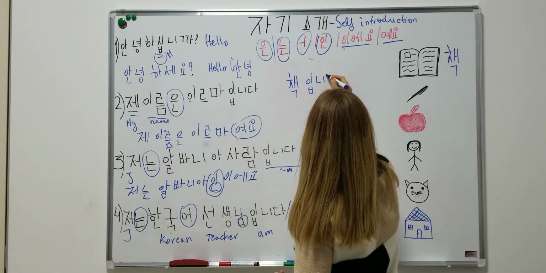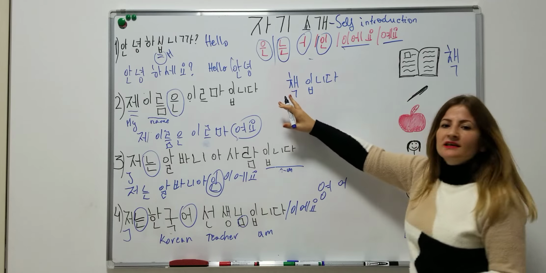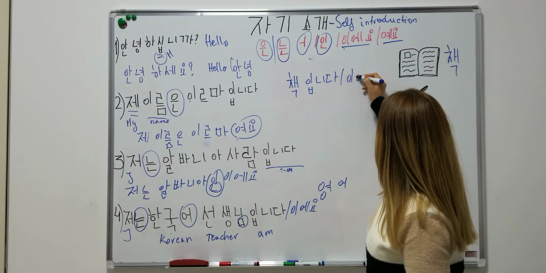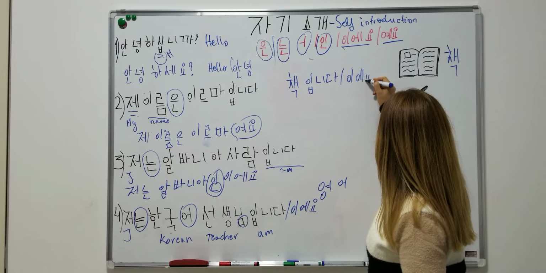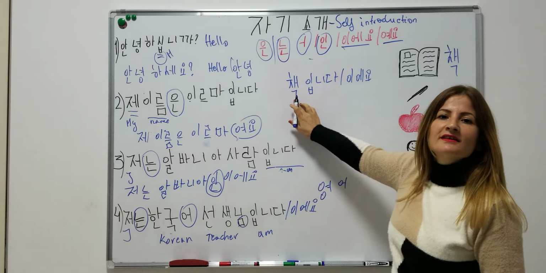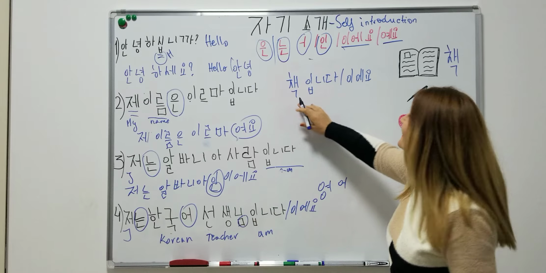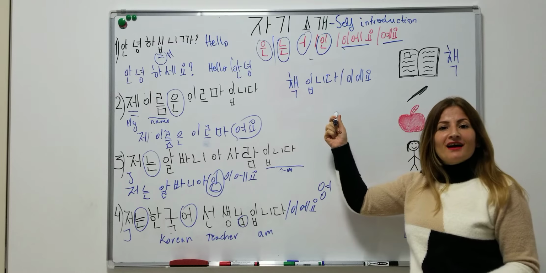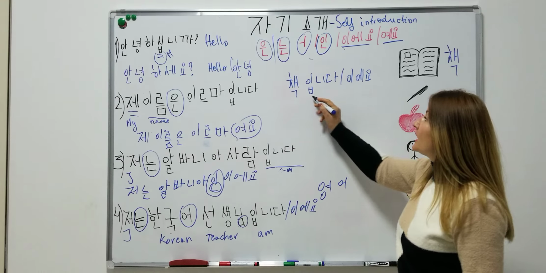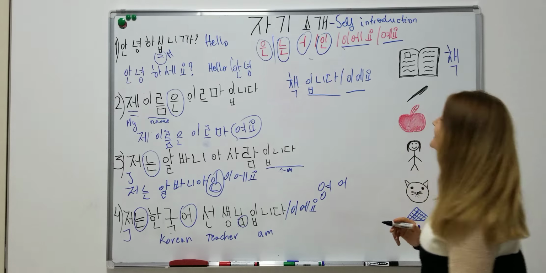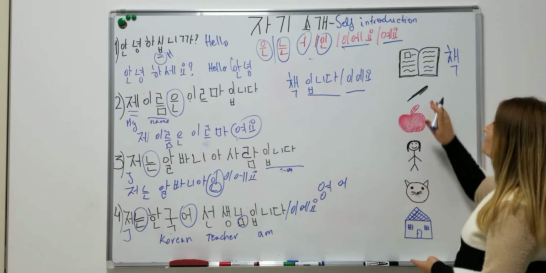책입니다. Okay, 책입니다. Or 책이에요. Because 책 ends in a consonant. Until you guys learn it, I will repeat it. Okay? So, 책입니다. 책이에요. 입니다 is formal, 이에요 is semi-formal. Okay?